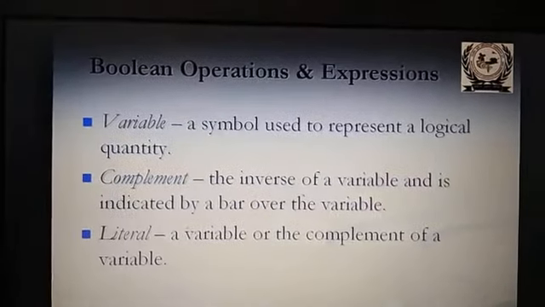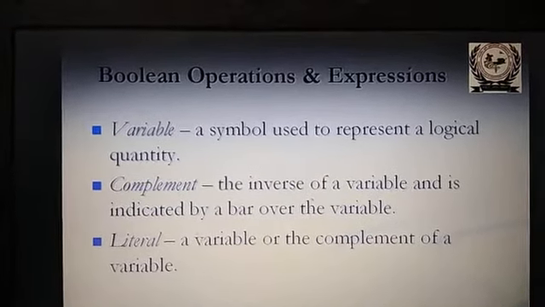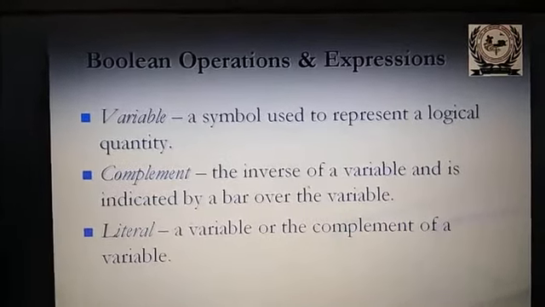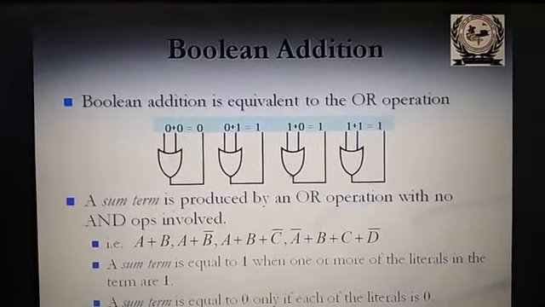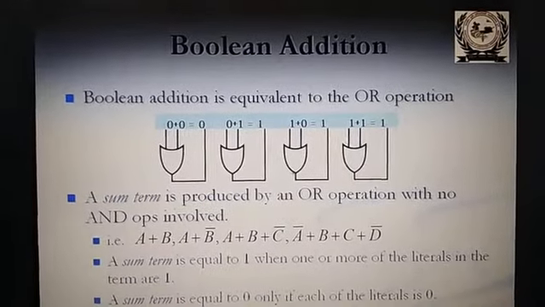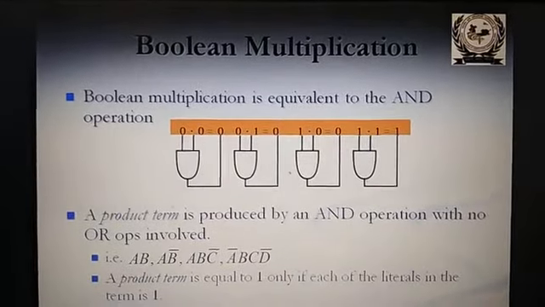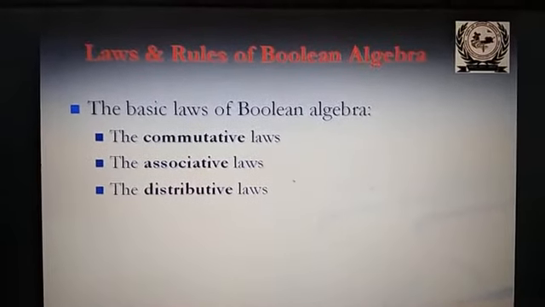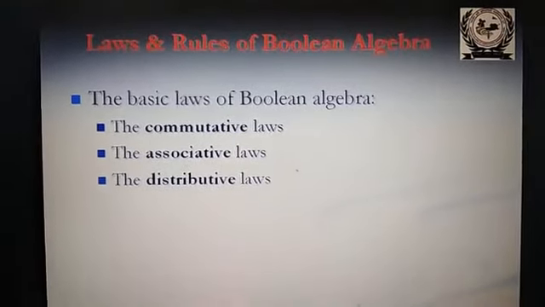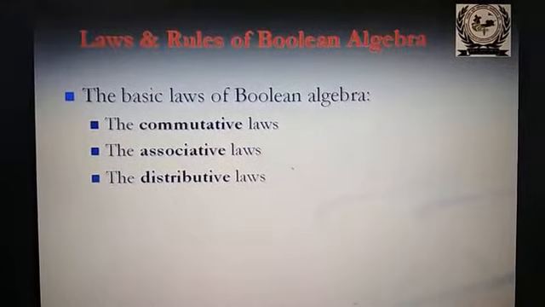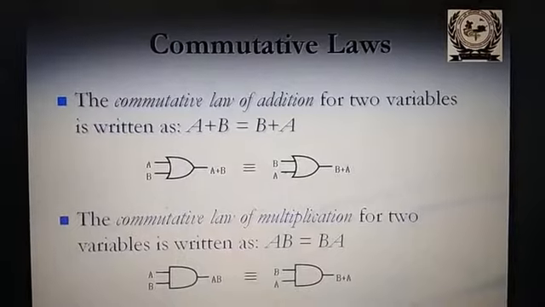We have seen the operations and expressions for the Boolean: variables, complements, what are literals, etc. We have seen Boolean addition with the help of OR gate, and Boolean multiplication with the help of AND gate. Then the laws and rules of Boolean algebra. Three basic laws we have seen: commutative laws, associative laws, and distributive laws.